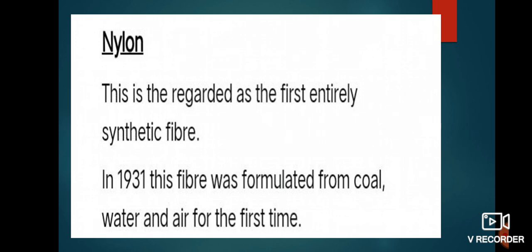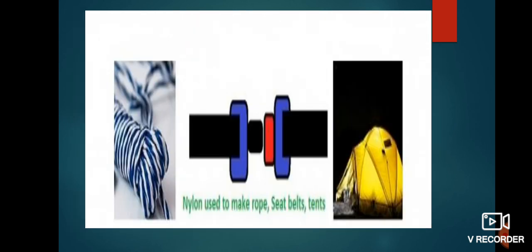Next is an entirely synthetic fiber, that is nylon. In 1931, this fiber was formulated from coal, water, and air for the first time. It refers to a class of polymers called linear polyamides. It is an elastic, light-weight, and strong fiber with the characteristic of being very lustrous. Means these nylons are very shining. Sometimes they are semi-lustrous or even dull also. This is a high tenacity fiber with good elasticity, and it is very easy to wash.